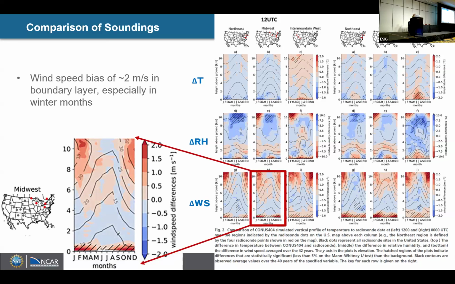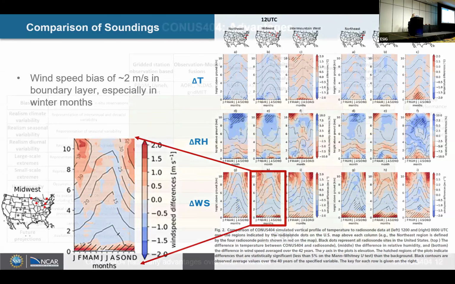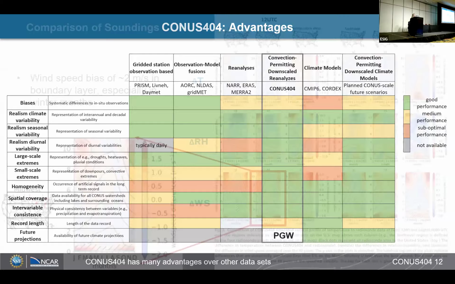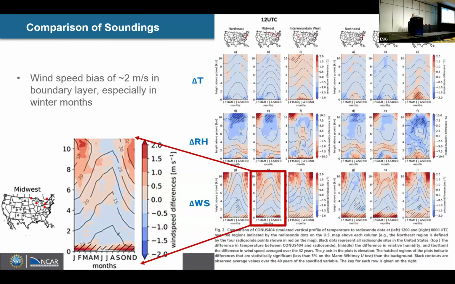What we really care about for wind is the lowest couple hundred meters, and that's where the biggest bias is, unfortunately. So in fact, we end up with a 2 meter per second positive bias for wind in the boundary layer. So again, we have not totally corrected for that. Possible to do more analysis.